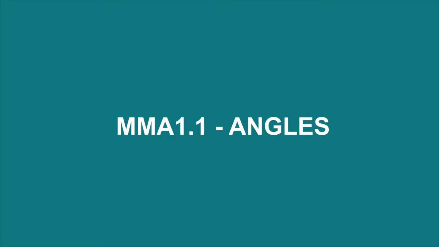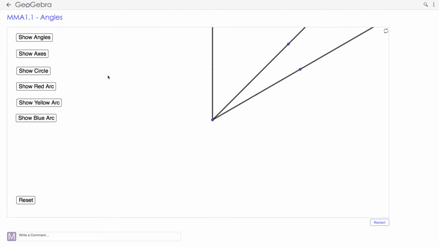We begin by discussing angles. So here you see three lines. Obviously, the angle between these two lines is smaller than the angle between these two lines. I mean, that's the intuitive notion that everyone knows.